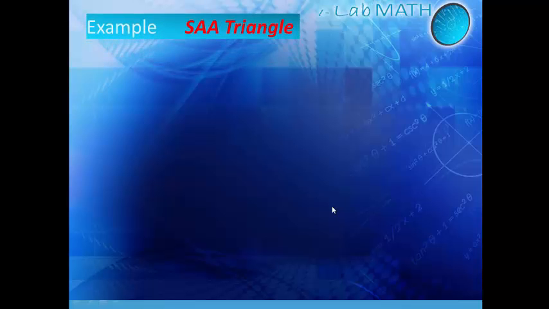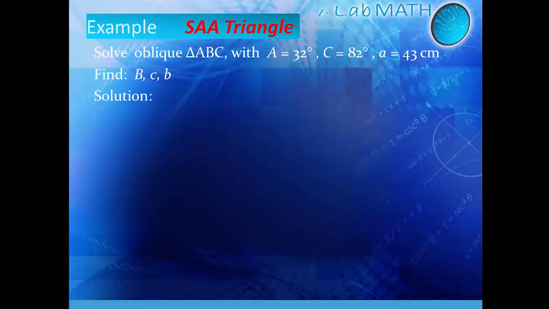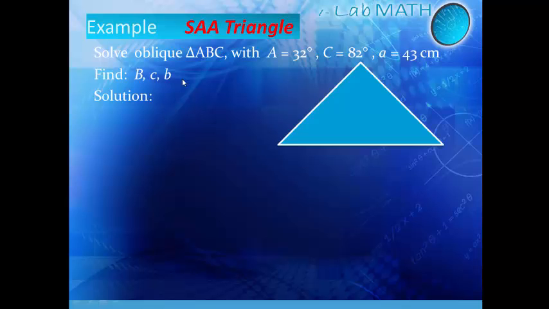Okay, let us use that sine law in solving this triangle, an SAA triangle. So we are given a side and two angles, A and C. We are supposed to solve oblique triangle ABC with this given. When you try to solve a triangle, there are 6 parts, the 3 angles and the 3 sides. So you're given three measurements, and we will be looking for another three, that is angle B and sides C and B. We will be looking first for angle B.